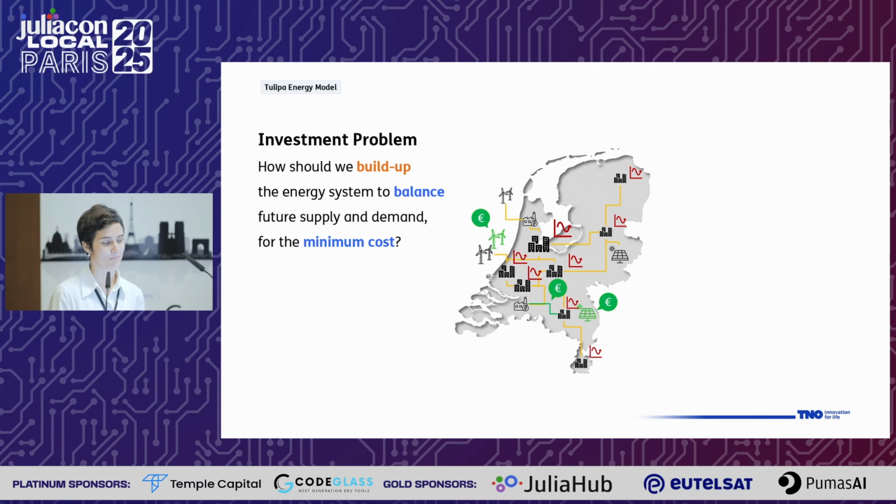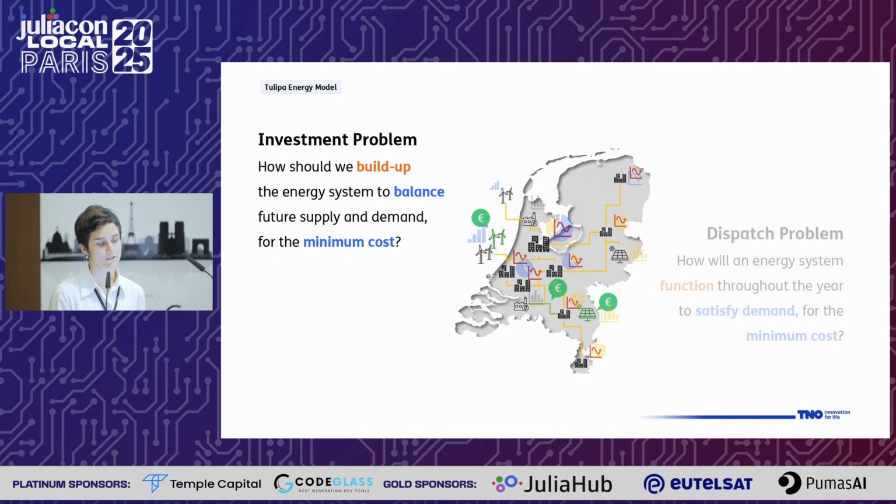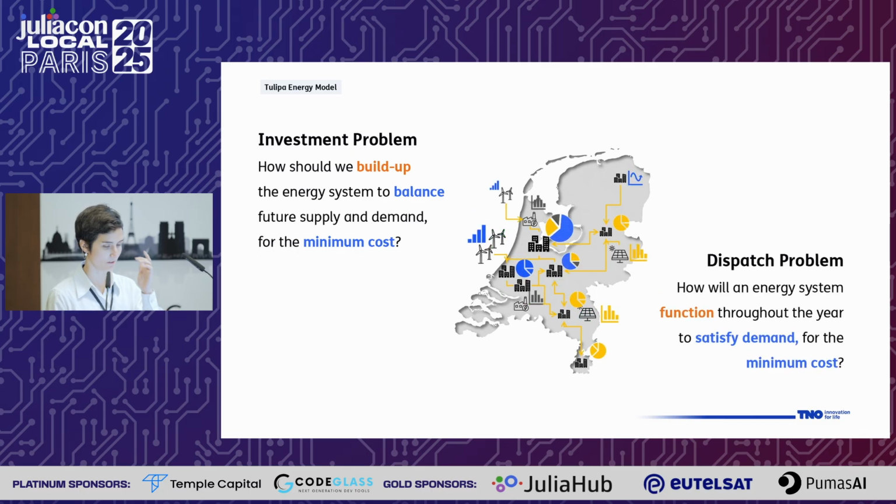The investment problem, which is how should we build up the system for the future? So where do we need to add more production? How do we need to build up the grid? And how can we do that for the minimum cost? And if you look at a future system, how will that system operate? So then you can see the usage of the different assets, how the grid is being used, where energy is being produced and stored, etc. And you can also give it different scenarios and see the outcomes.